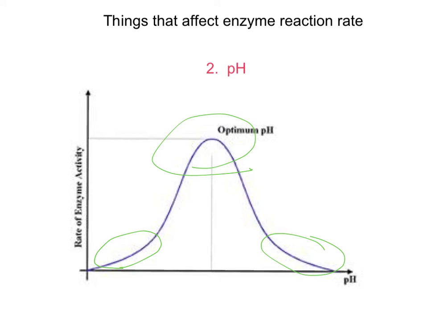And enzymes will vary from place to place. Enzymes you have in your stomach would have an optimal pH way over here, very acidic. Enzymes that are in your body in other places than in your stomach would have the optimal pH more there in the middle. So optimum pH will vary from enzyme to enzyme.